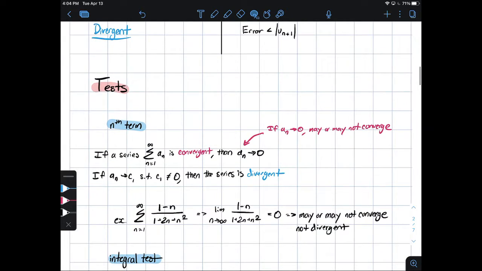For tests, we have a bunch, so I'm going to try to just go over them on an overview level, and you can read the details. I'll try to link this whole PDF in the video.